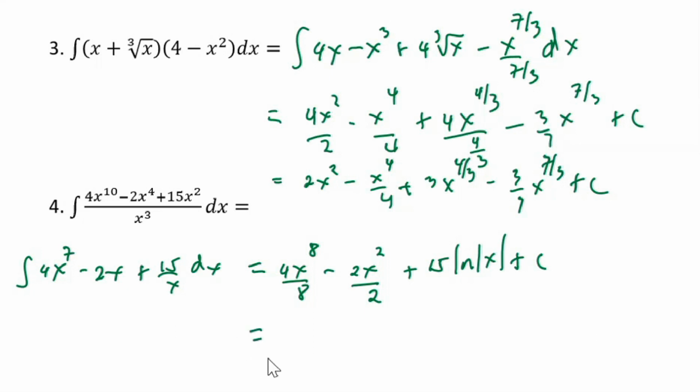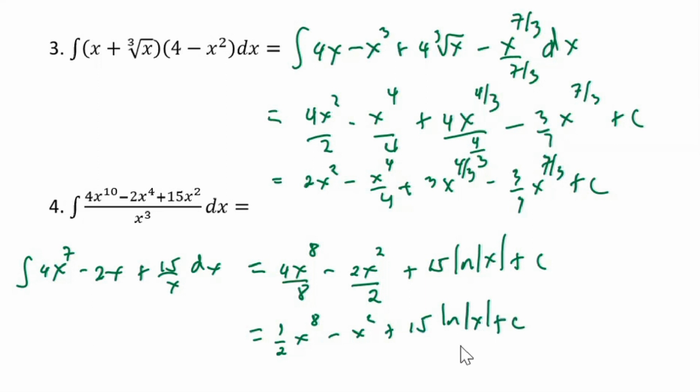So we can still simplify further. 4 over 8 means 1/2. So we have now 1/2 of x raised to 8 minus x squared plus 15 times ln of x plus a constant.